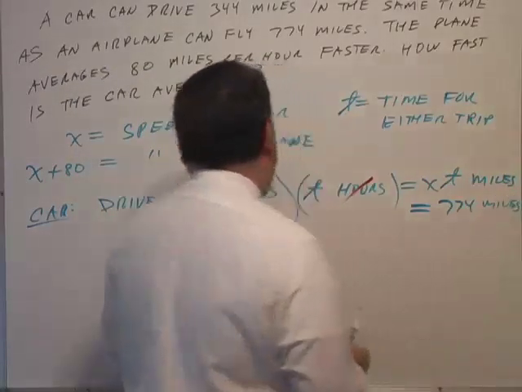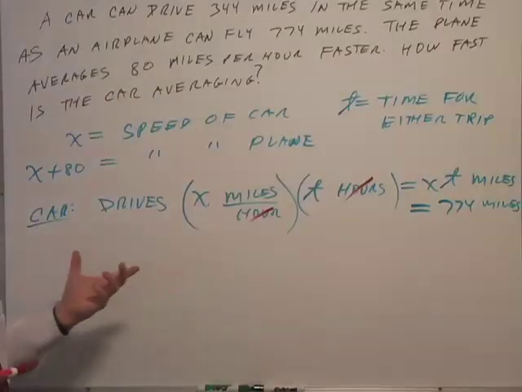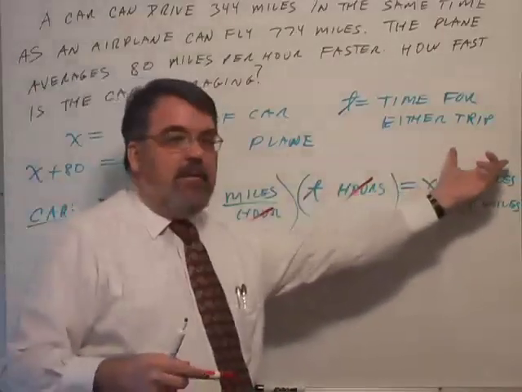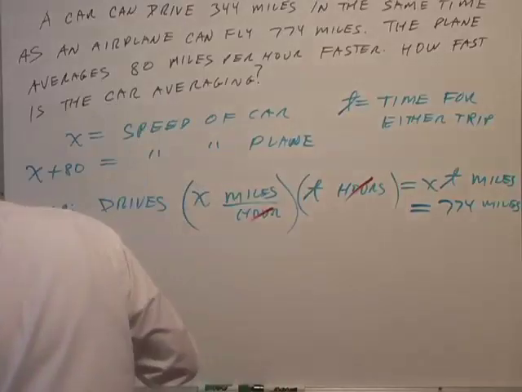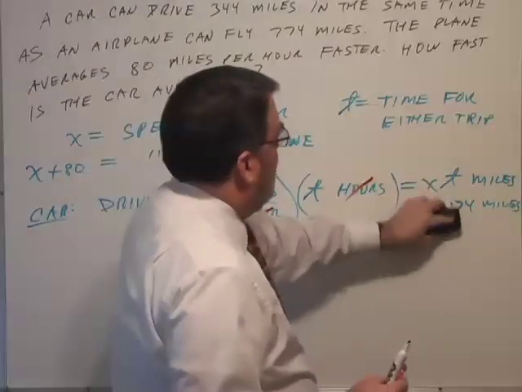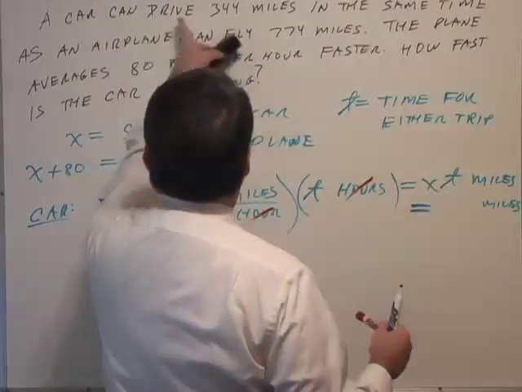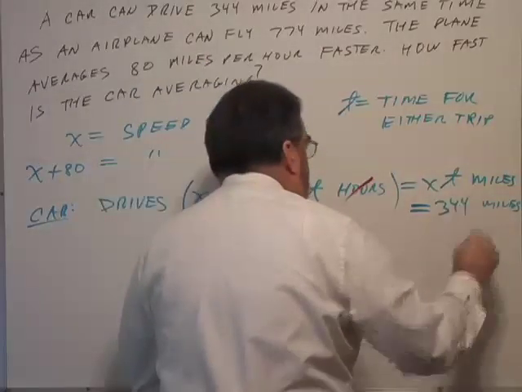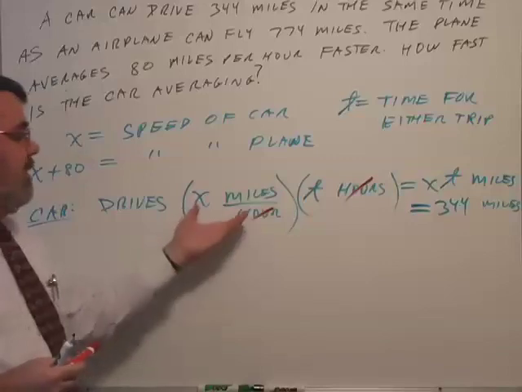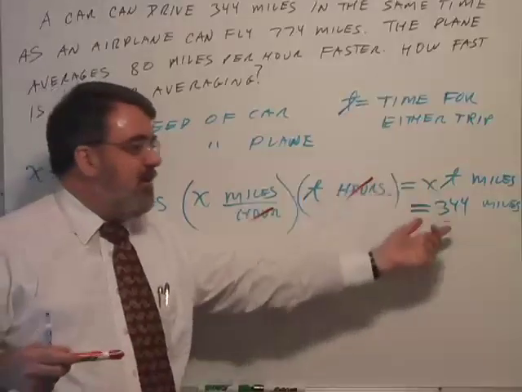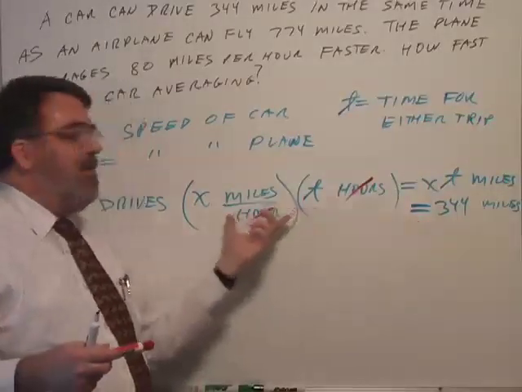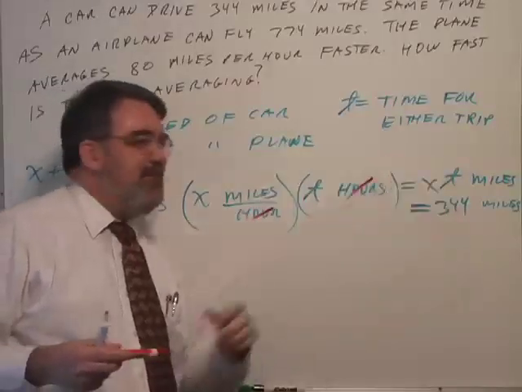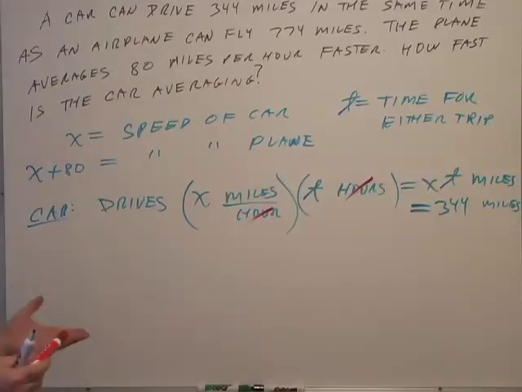Multiplying these is the correct thing to do because it gives me miles. But I wrote the wrong number, didn't I? Let me fix that. The car didn't go that far. It went 344 miles. So his speed times time was 344 miles. In the algebra, that's x times t. So there's one equation: xt equals 344.